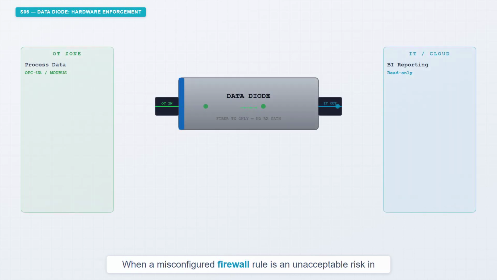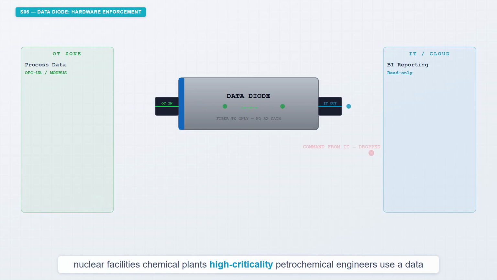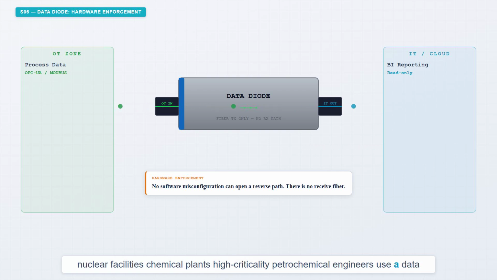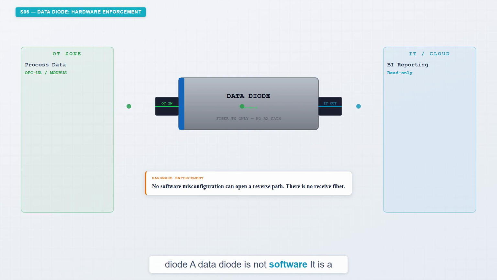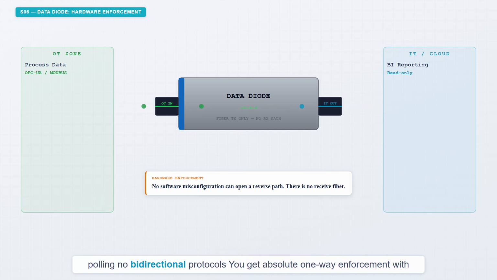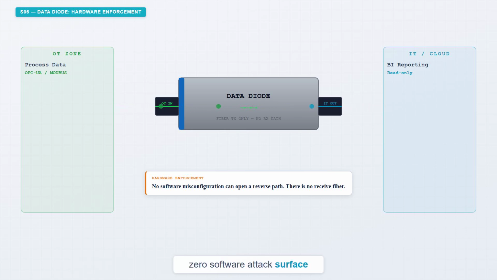When a misconfigured firewall rule is an unacceptable risk in nuclear facilities, chemical plants, high-criticality petrochemical, engineers use a data diode. A data diode is not software. It is a hardware device with a single fiber transmit path and no receive path. Data flows in one direction. It is physically impossible to send a command in the reverse direction. There is no wire for it. Vendors like Waterfall Security and Owl Cyber Defense build these. The trade-off: no acknowledgement, no polling, no bidirectional protocols. You get absolute one-way enforcement with zero software attack surface.